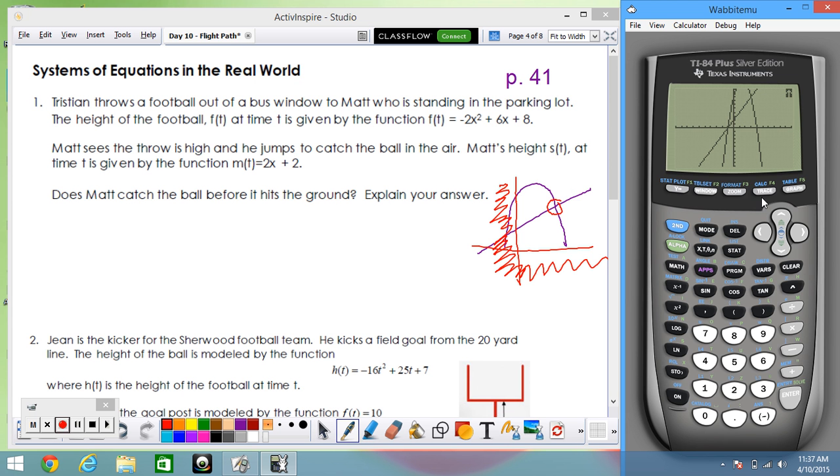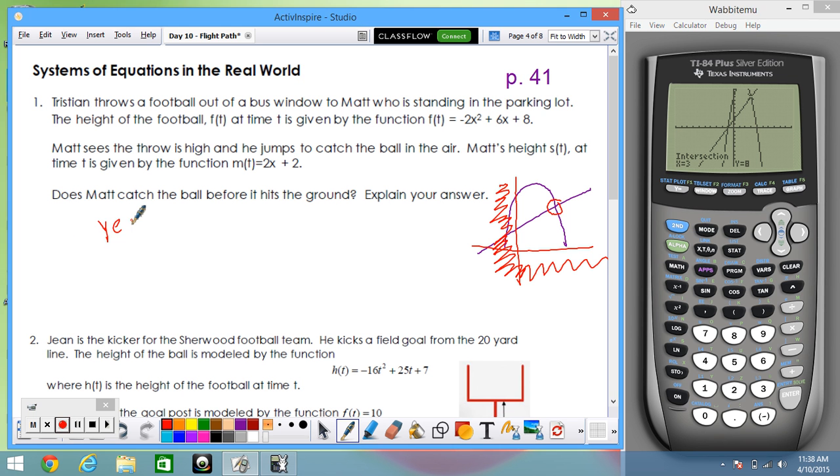The way I'm going to do that is just with the second trace intersect. So everyone go to second trace, pick number 5. Enter for first curve, enter for second curve. And then we're going to move it. Come on, buddy. Oh yeah, it looks good. So I'm going to put the blinking cursor over where I think he catches the ball. And I'm going to press enter. Oh, and it is perfect. 3, 8. So, does Matt catch the ball before it hits the ground?